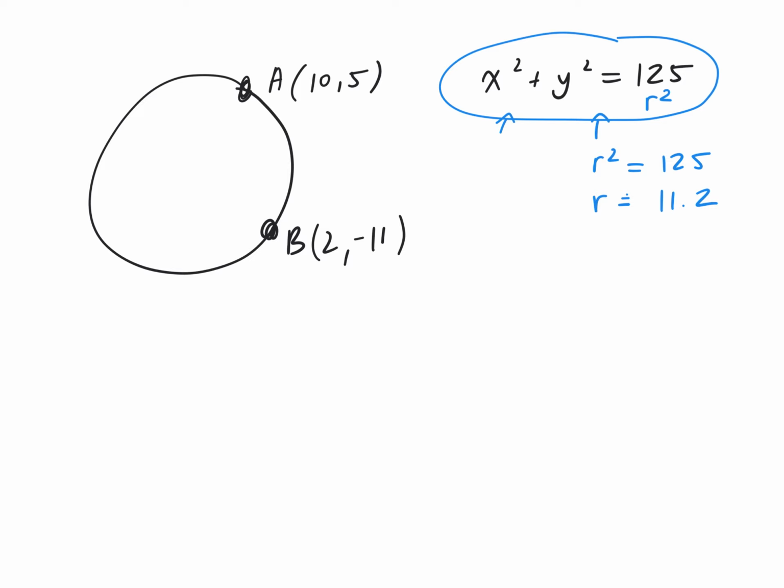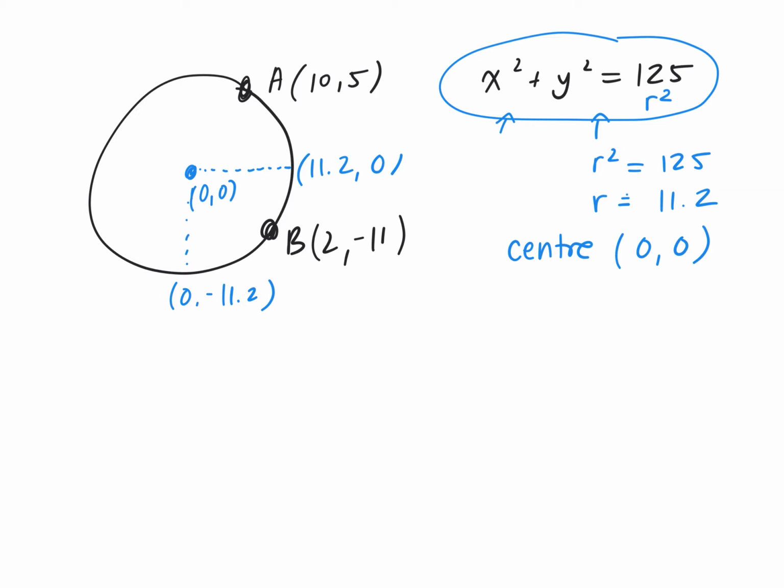What else can you tell me about the circle? Yep. It passes through the origin. Yes, excellent. The center of the circle is at 0, 0. It has to pass through the origin, and we know that if the radius is 11.2, then can you tell me four points of the circle? 11.2, 0. Another one? What's another coordinate? 0, negative 11.2. What else? What would this point be? Negative 11.2, 0. And then this point would be 0, 11.2.